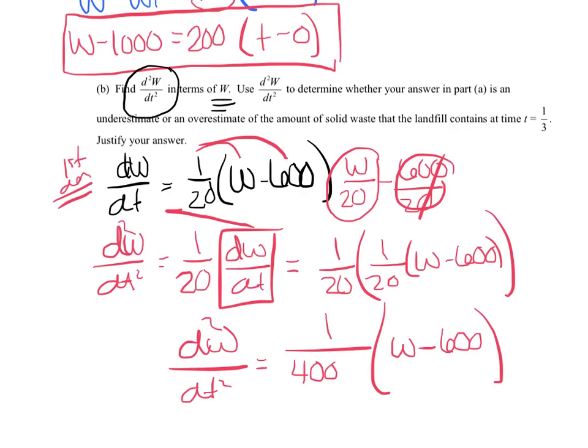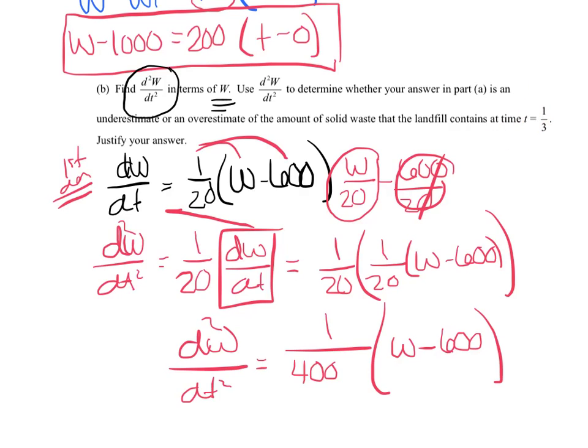All right, so back to the rest of the question. Use your second derivative to determine if your answer in part A is an under or over estimate at the time t equals 1/3. Now, don't get too excited at the moment. You have t equals 1/3, but do you even have a t in your second derivative equation? No, you have W. So you need to figure out what the waste is when the time is 1/3.